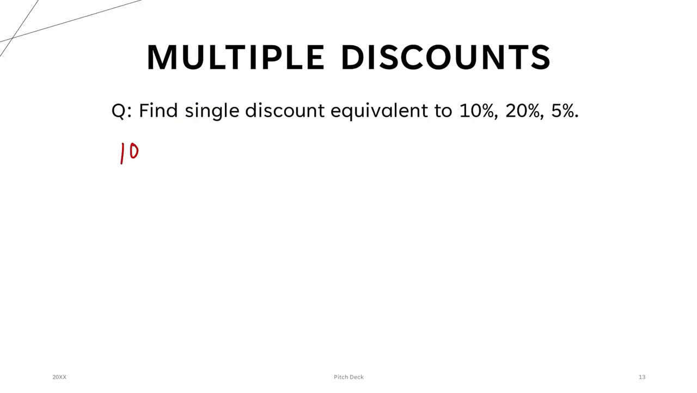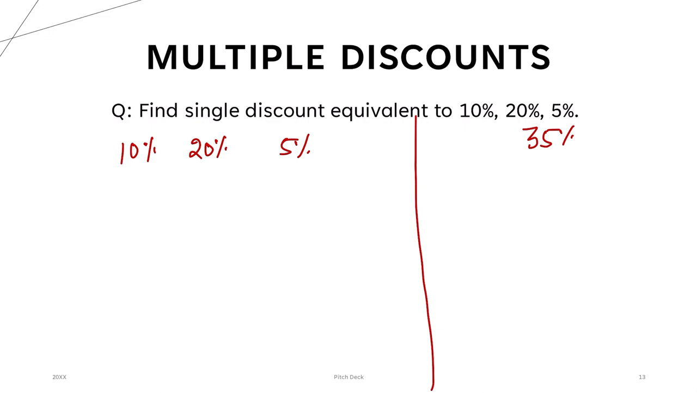Two scenarios are given to you. The shopkeeper says, I will give you two types of discount. Either take this much, 10%, 20%, and 5%, or you would simply take 35%. Which one will you choose? Right? Either take 10, 20, and 5%, three successive discounts, or take 35%. Which one will you prefer?